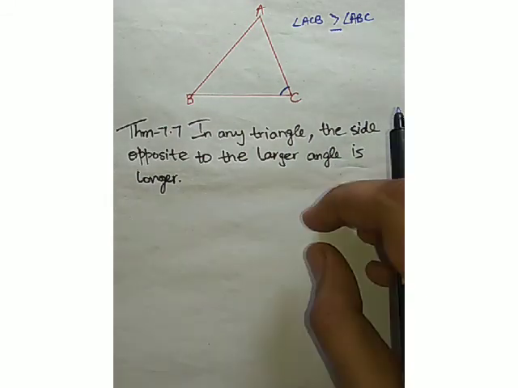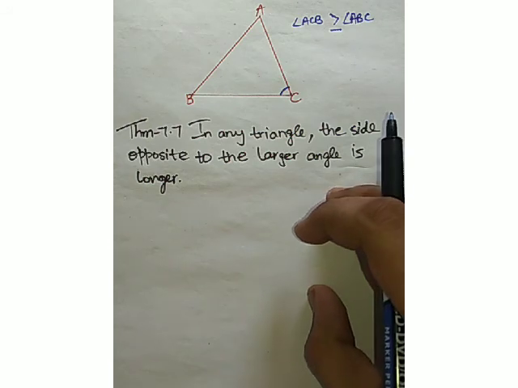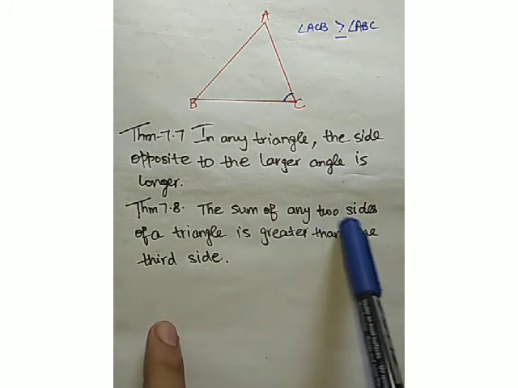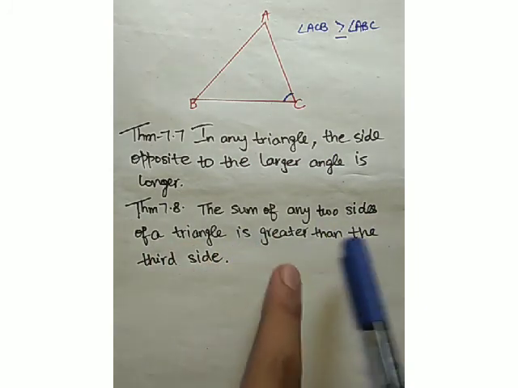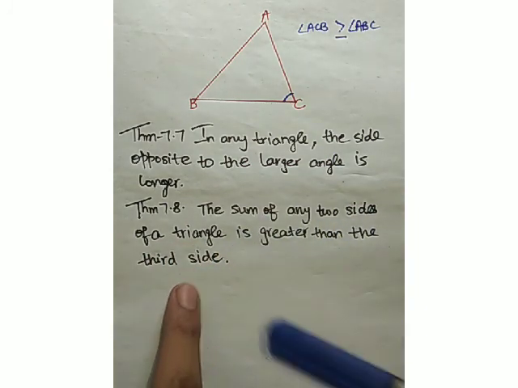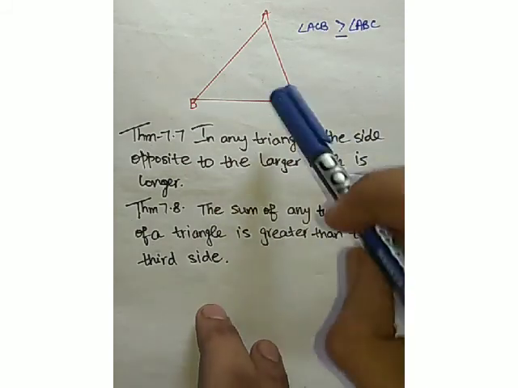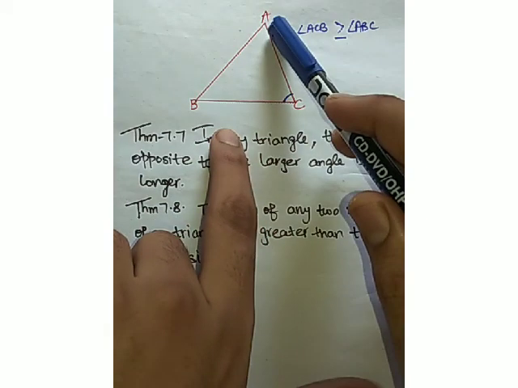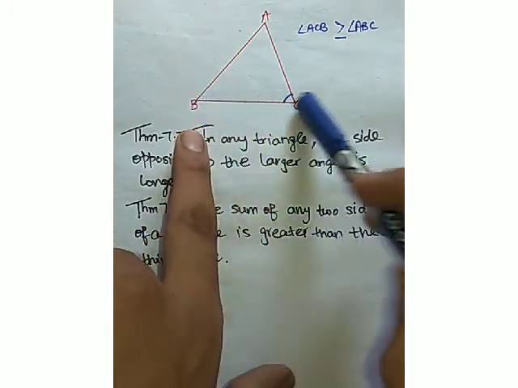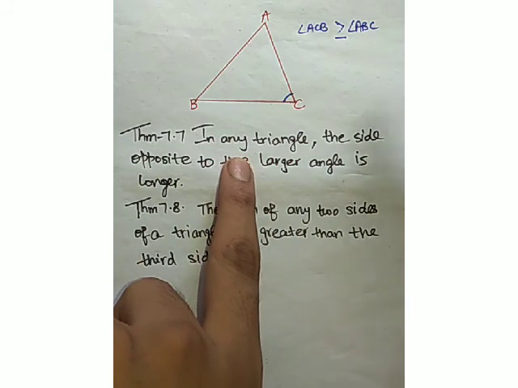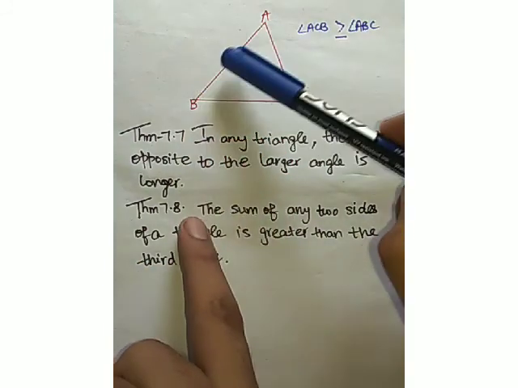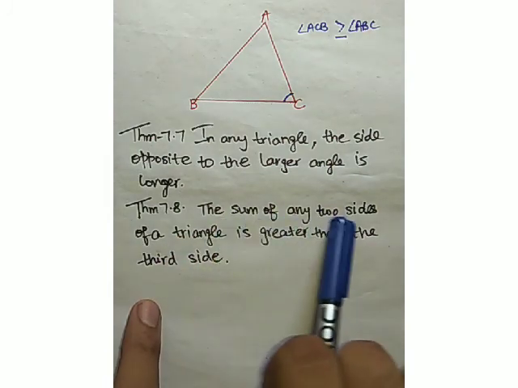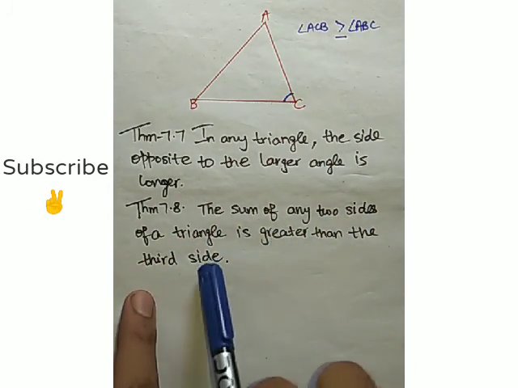Now one theorem is left, that is 7.8. Let's do that as well. This theorem states that the sum of any two sides of a triangle is greater than the third side. It's a very easy theorem in itself. Consider the same diagram. It is very clear in any triangle that if we add the lengths of two sides of the triangle, the resulting number will be greater than the remaining side. So the statement is: the sum of any two sides of a triangle is greater than the third side.